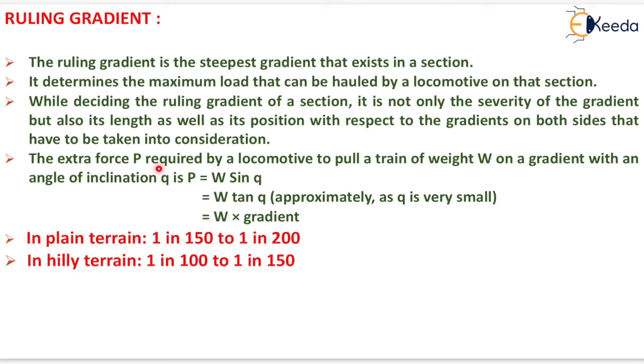The extra force P required by a locomotive to pull a train of weight W on a gradient with an angle of inclination Q is P, which will be equal to W sin Q. Now, it will be nearly equal to W tan Q because the value of Q is very small. So, tan Q is also known as gradient. So, it will be equal to W into gradient. Now, in case of plain terrain, the ruling gradient will be 1 in 150 to 1 in 200, and in case of hilly terrain, it will be 1 in 100 to 1 in 150.